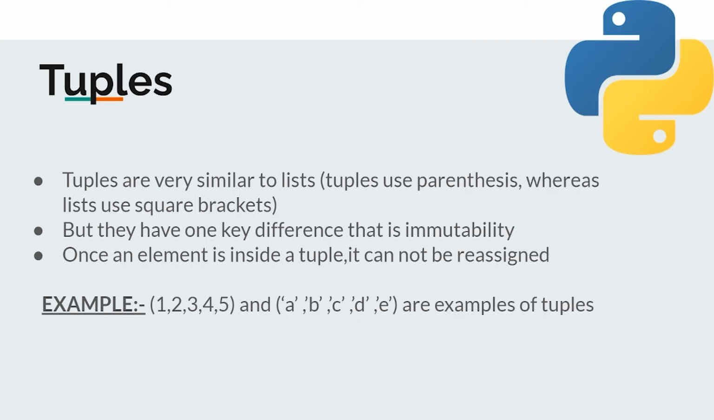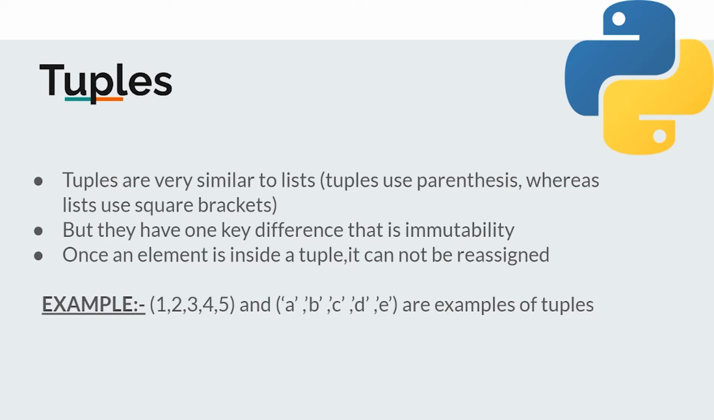In today's video, we are going to discuss two data types, which are tuples and booleans. First, let us look into what tuples are. Tuples are very similar to lists. Tuples use parentheses whereas lists use square brackets, but they have one key difference, that is immutability. Once an element is inside a tuple, it cannot be reassigned.